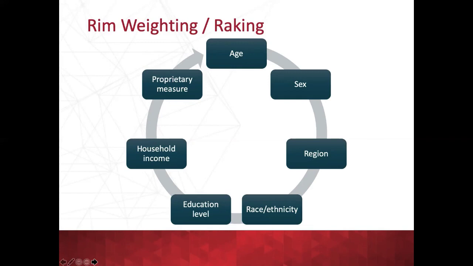Well, we also want to weight by race, ethnicity, education level, household income, and a lot of organizations will have a proprietary measure. In the UK, it might be, which newspaper do you read?